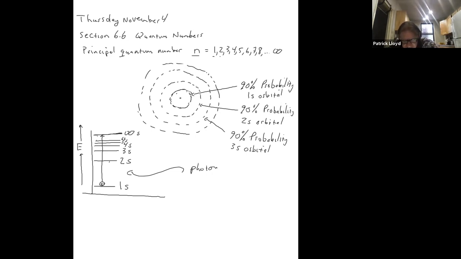So notice I gave these names. These are names of these orbitals, 1s, 2s, 3s, and notice the pattern as you go to higher and higher n values. The energy of the orbital is higher and higher and higher. So the more likely situation, if you have an electron, is that it's going to be down here, which is referred to as the ground state.